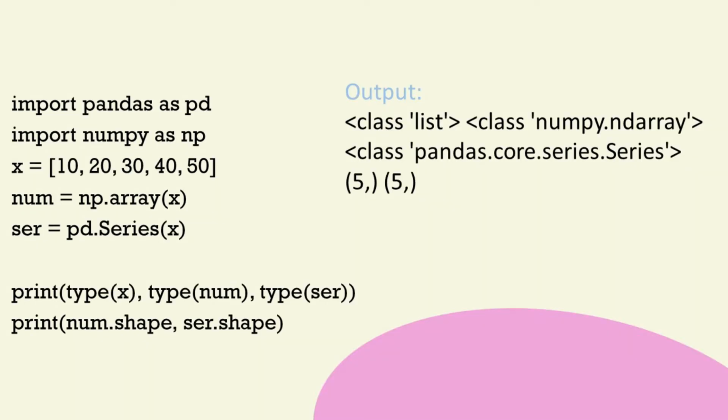Now if we output the types, we start off with X as a list, then we've got the numpy array, and then we've got the pandas series. So using the type can show you what we're actually using, because it can get confusing if you move from one shape to another or you have output from some code. We also can see the shape, the numpy array and the pandas series.